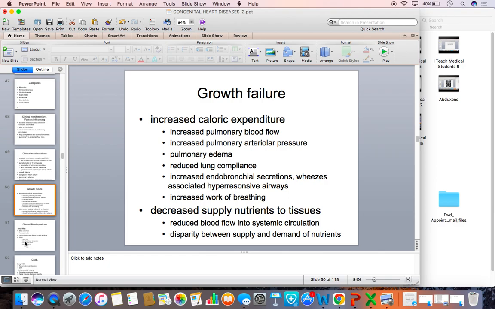That results in increased endobronchial secretions, recurrent wheezes, and increased hypersensitivity of the airways. All these factors result in increased work of breathing. That's how the growth failure sets in, because of the increased caloric expenditure. There is also decreased supply of nutrients to the tissues. The child is eating, but there is associated poor feeding, and the supply of nutrients to the tissues is deficient. That is because of the reduced cardiac output. Most of the left ventricular ejection fraction is being shunted across the interventricular septal defect, and there is reduced blood flow to the tissues. That results in decreased supply of nutrients to the tissues, thereby resulting in growth failure.